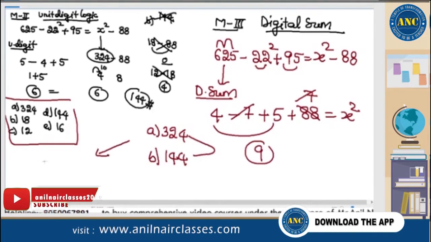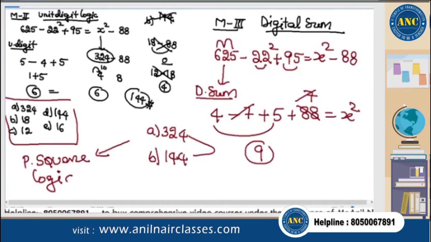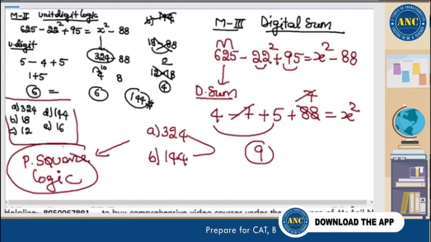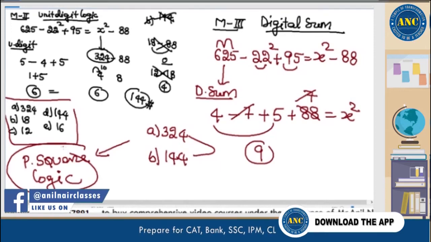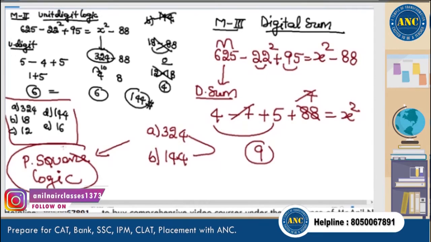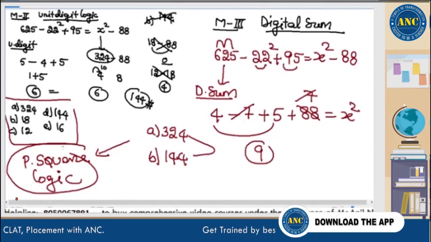So in this method, what is the best method to solve? Perfect square logic is the best method, I hope the idea is clear. By using that logic we are able to eliminate that 144 is incorrect, because by substituting 144, the left hand side does not become equivalent to the right hand side. Raju, I hope it is clear.